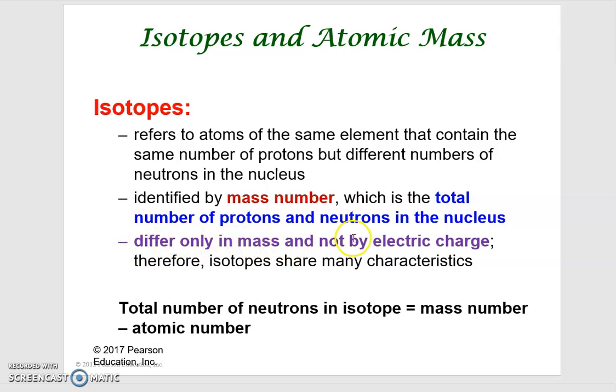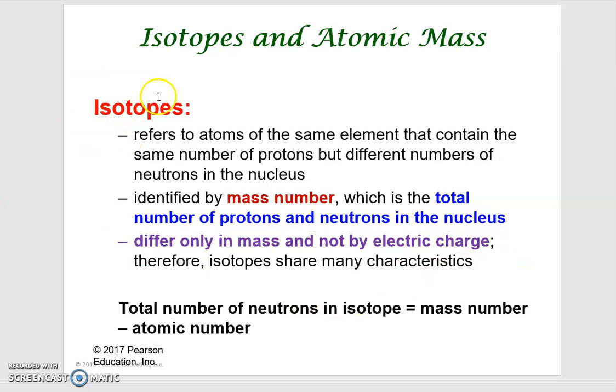Now, for the isotopes I just introduced, as I mentioned, the difference is only the mass, not the electric charge. And you'll find out electric charge plays a very crucial role in the chemical properties of atoms. Which means there's almost no difference in the chemical properties.